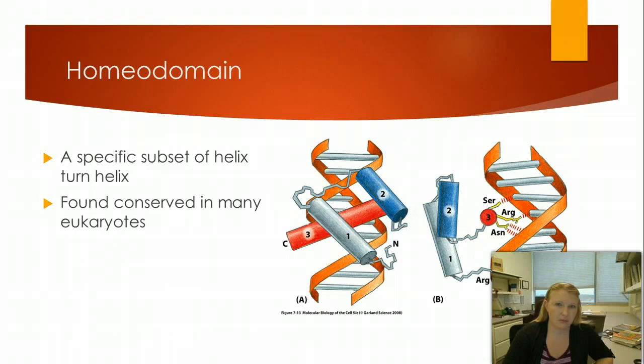This is a pretty popular example. But once again, remember, just because we see these 3 alpha helices doesn't mean that the greater protein as a whole does not exist. It's just this is the homeodomain within the greater protein. So just make sure you understand that.